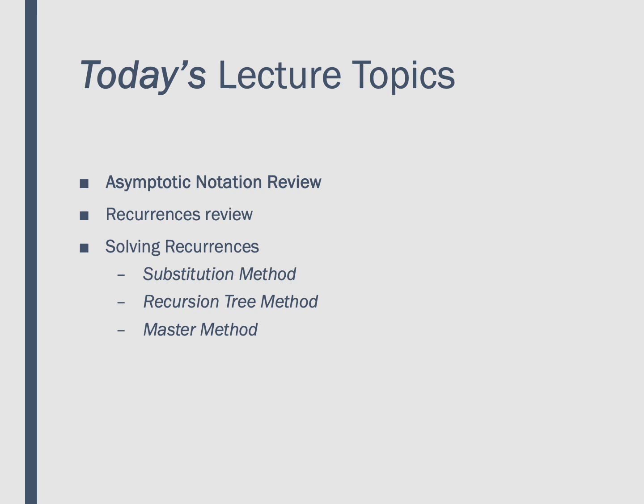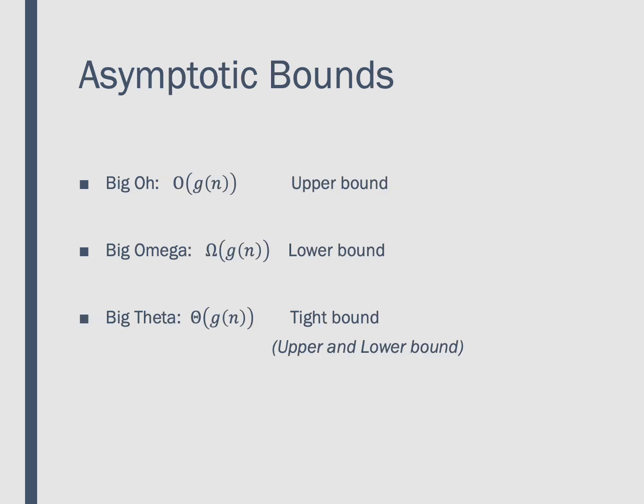So today's lecture topics are asymptotic notation, which we will review, and then we'll review recurrences and solving recurrences, like the substitution method, recursion tree method, and master method. So let's start with asymptotic bounds. We'll discuss the concept of asymptotic bounds in this slide, which is a fundamental tool in analyzing the performance of algorithms. These bounds help us understand how an algorithm's runtime or space usage grows relative to its input size.